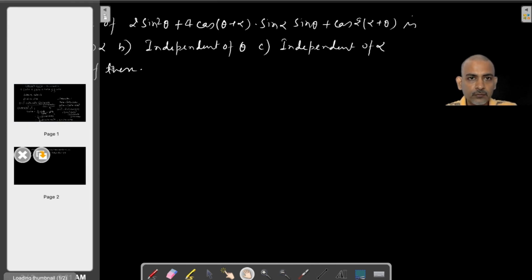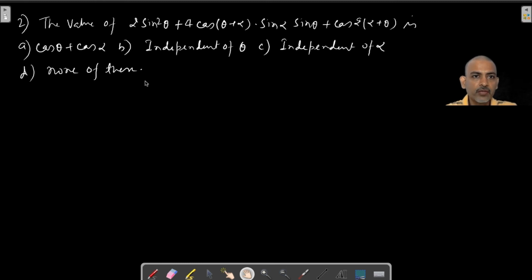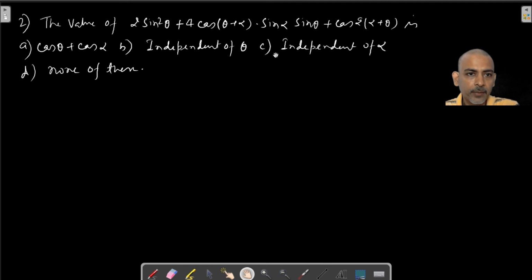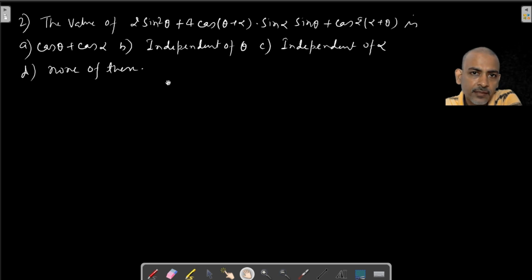Alright, now going to the second question. The second question is again a trigonometric question, and there is a big expression given. This is 2 sin square theta plus cos theta plus alpha into sin alpha sin theta, plus cos 2 alpha plus theta, and we have to find out whether the expression becomes cos theta plus cos alpha, or it is independent of theta, or whether it is independent of alpha, or none of these. So in such questions, what you have got to do is solve it anyhow. I mean, there is nothing there to work with. So options are there, but if you solve it, maybe you can get some solution. So let's start with the problem.